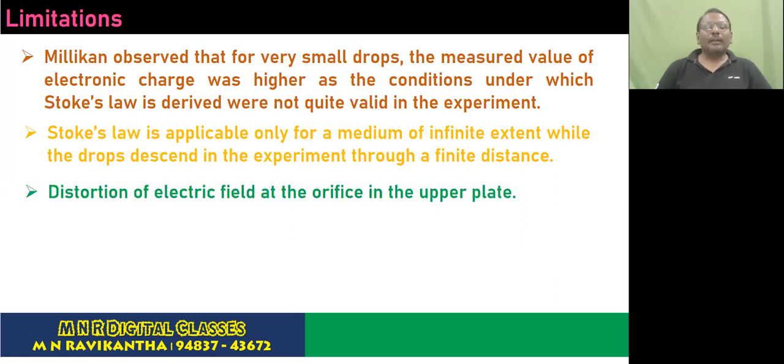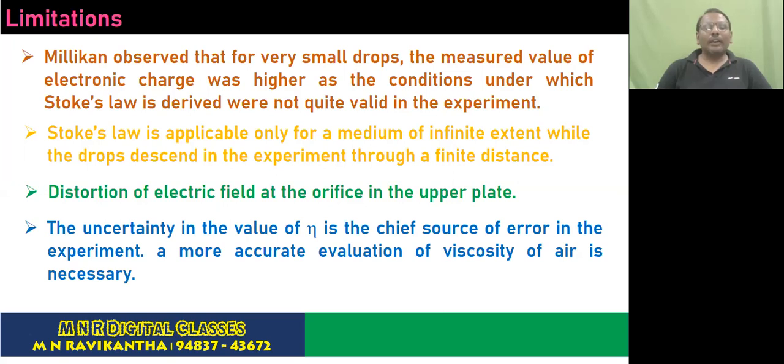Now, the upper plate is provided with a narrow pinhole or orifice. This orifice will distort the electric field. So the value of electric field used for the calculation may be slightly different from what was actually applied in the experiment. So this will put a limitation on the experimental procedure.